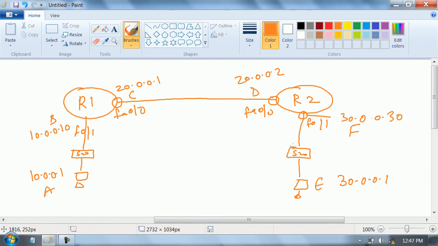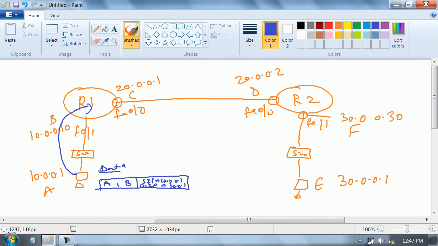Any issue? Topology is clear? Now guys, if I talk about flow, data will start from here. I will draw my data. Source IP will be, destination IP will be, source MAC will be, destination will be B. Agree? Data will be received by router.